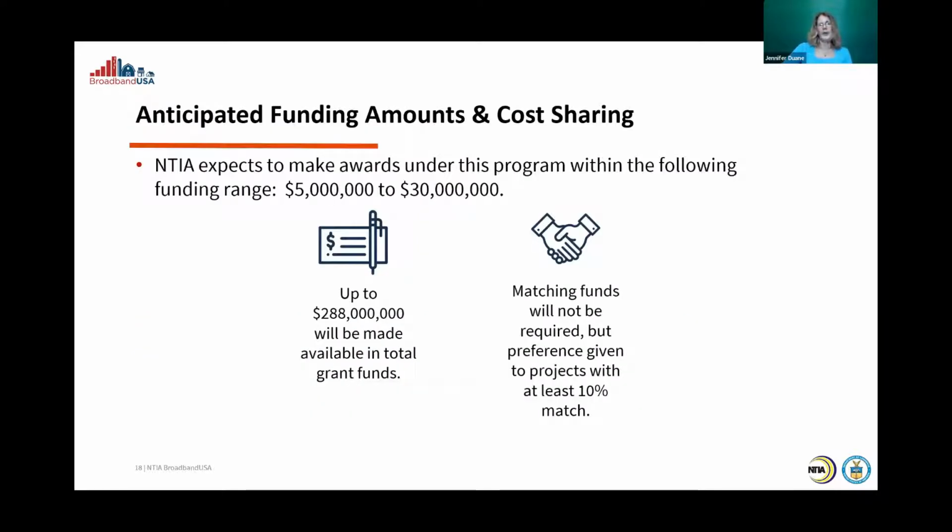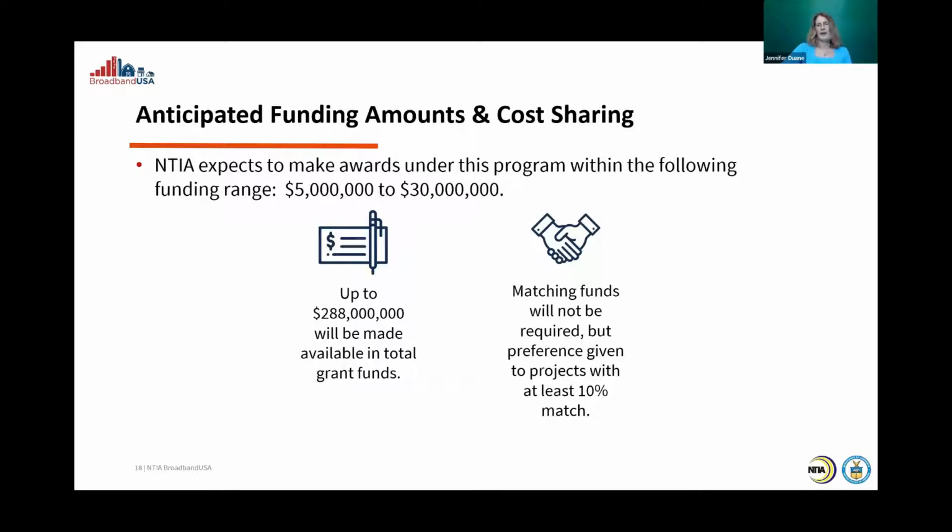So under this program, we have $288 million available in grant funds. We expect to make awards ranging from $5 million to $30 million. Applicants may submit project proposals that are outside of the amounts, but we'll want to see a reasonable explanation for why the project cost exceeds these funding ranges.